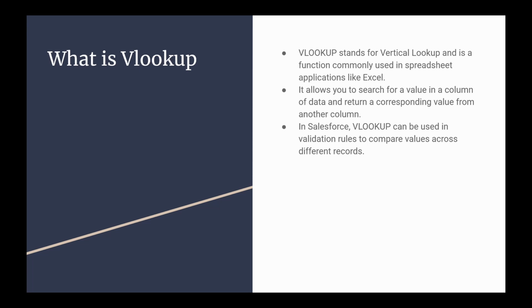VLOOKUP stands for vertical lookup and it's commonly used in Excel. What this does is allow you to search for a value in a column of data and return a corresponding value from another column. It's used quite similarly in Salesforce, except it's going to be looking into a custom object. So VLOOKUPs can be used in validation rules to compare values across different records.